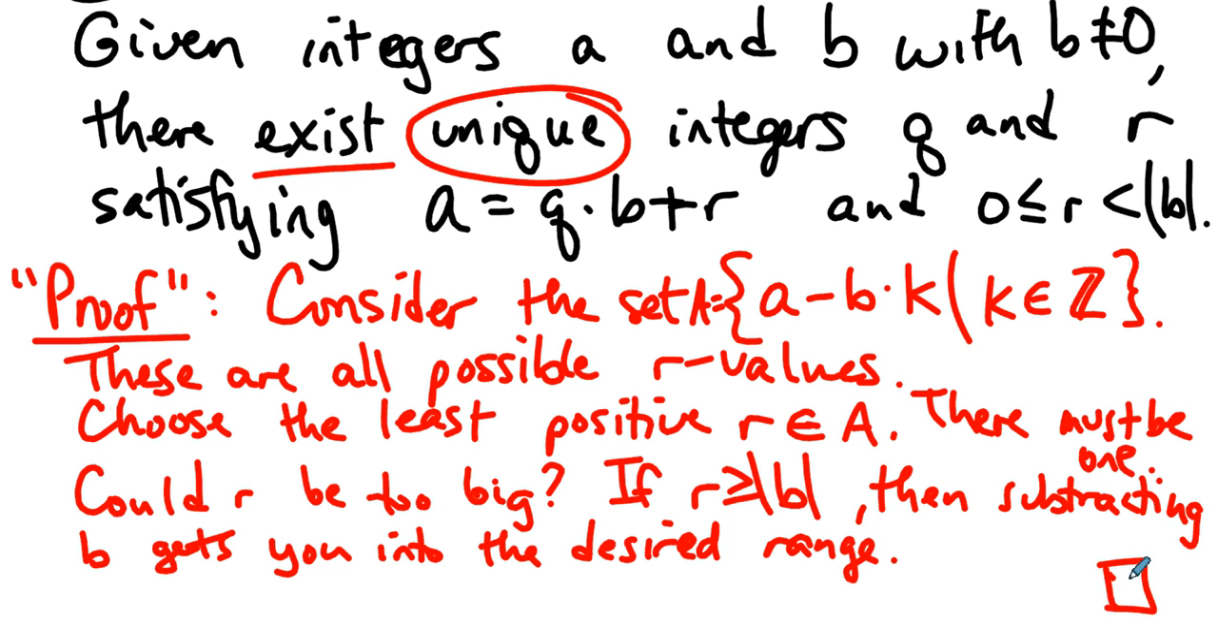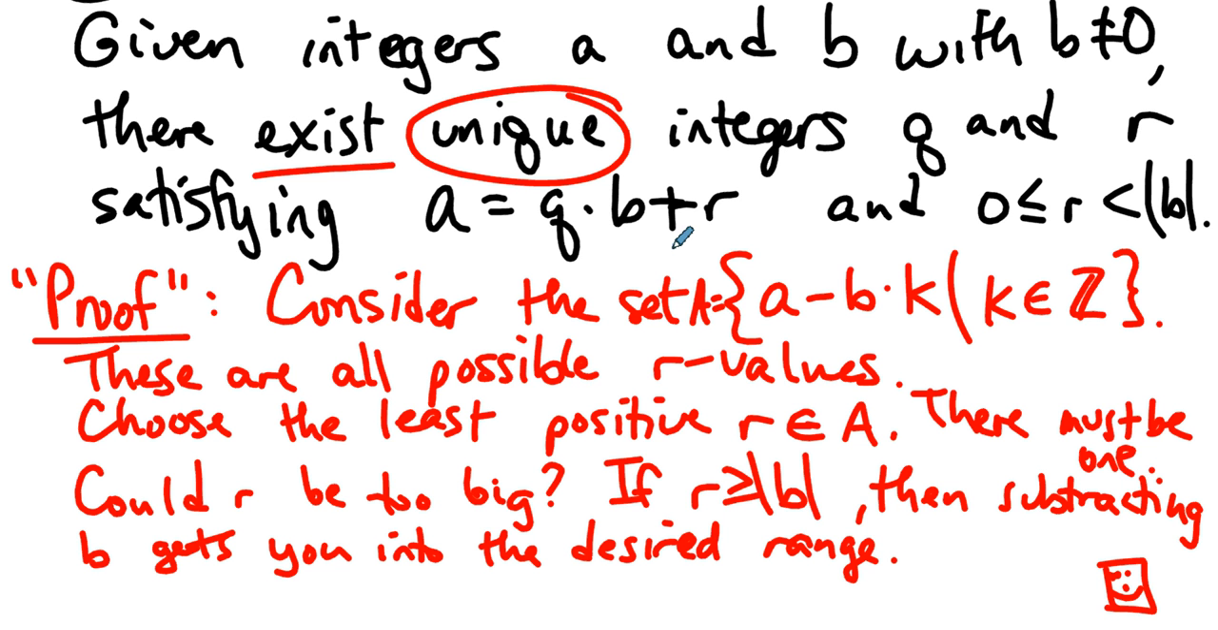So we establish the results. We establish that these things exist, there is a least positive r that exists, and it has to satisfy both the equation and the inequality.